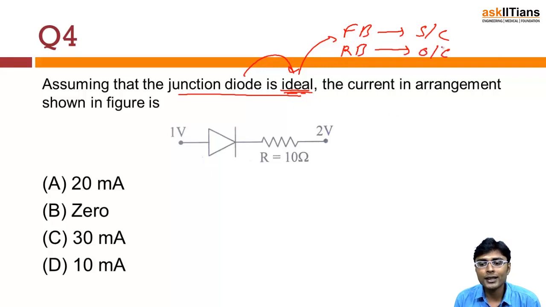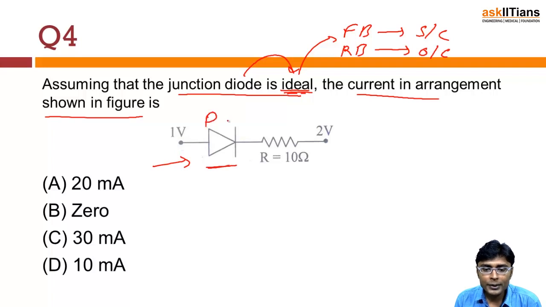Okay, so we can replace them by short circuit or open circuit depending upon the type of biasing. The question asked is: the current in the arrangement shown in the figure is. So you have to find the current in this circuit. If you see in the circuit, this is a diode, this is the P side and this is the N side. P is connected to 1 volt and N is connected to approximately 2 volt.